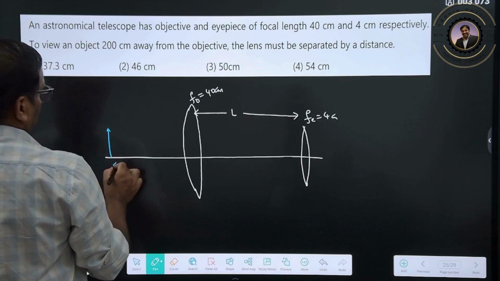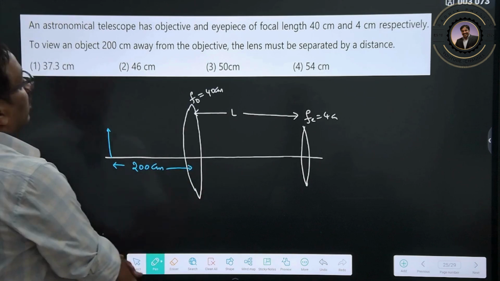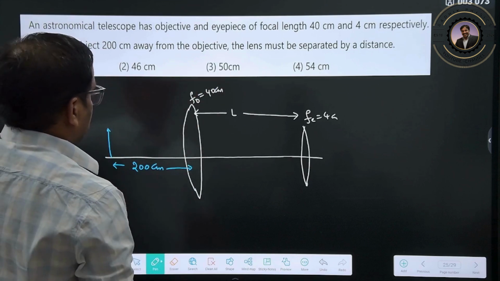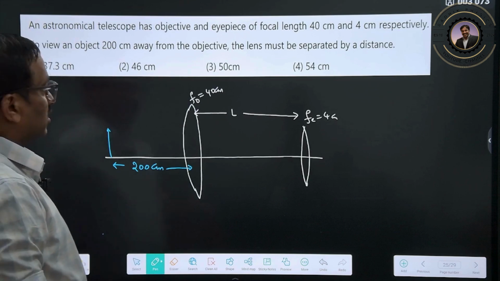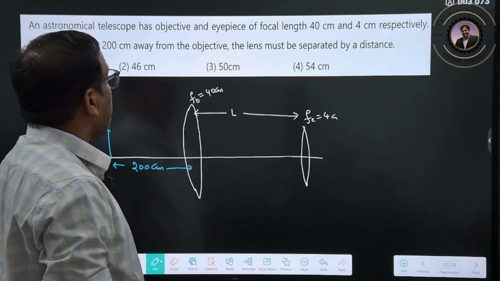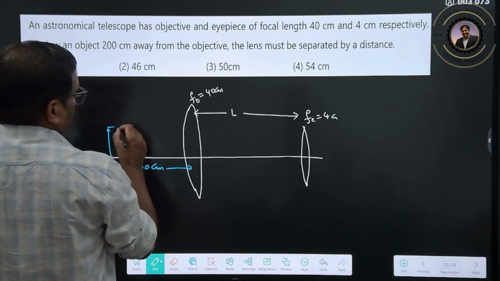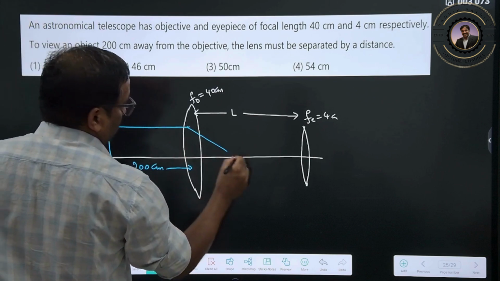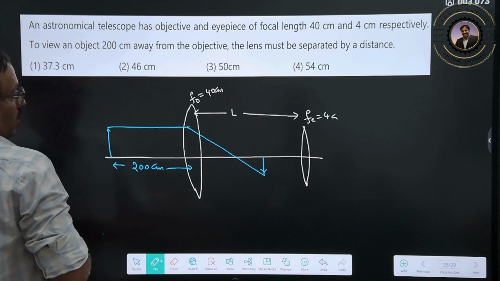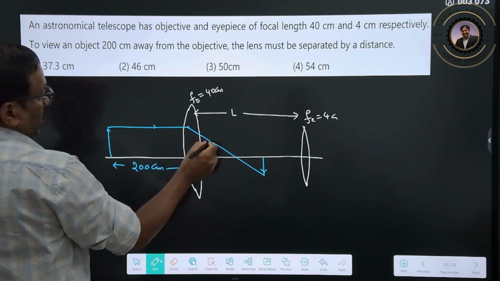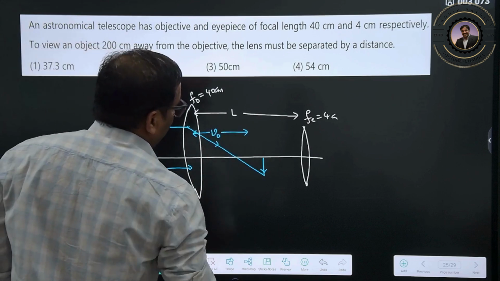Therefore, this is about 200 centimeter from the sun. The lens must be separated by, okay. So, final image, suppose this is 20 centimeter, so what you can write now, therefore image will be formed at somewhere here. Now, this is clear. So, here the image is created. Now, we will calculate this distance, this is nothing but V_O, we will calculate it now.